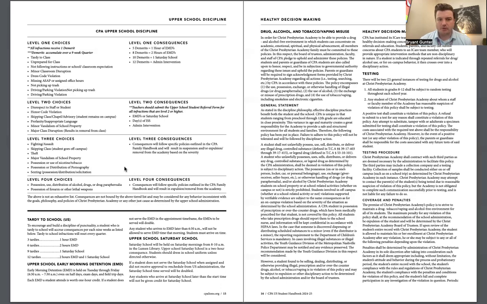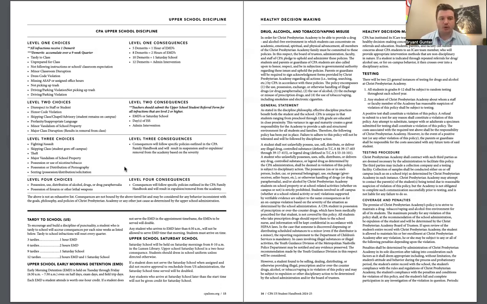Right there, it says consequences will be specific to the policies outlined in the CPA Family Handbook and will result in suspension and/or expulsion or removal from the academy based on the severity. It's important to read that, right? It said for any of these, it will result in suspension, expulsion, or removal from the academy. So if you have questions about that, make sure you let me know or read the specific policy in the handbook.